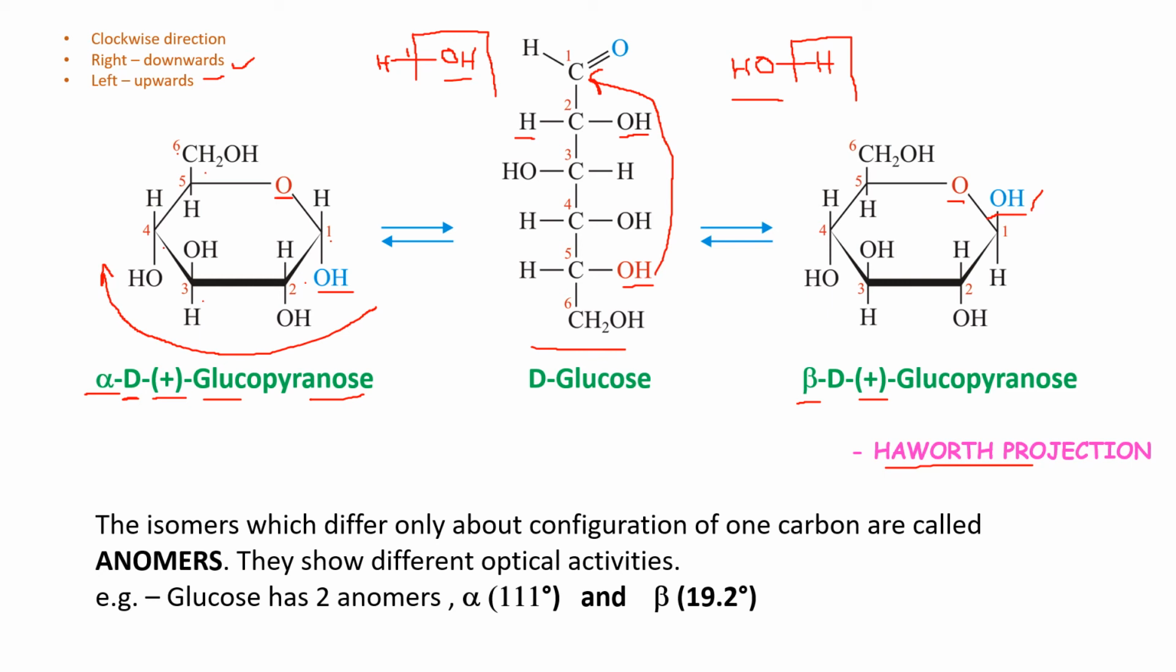Both of these structures are similar, but their configuration about carbon 1 is different. So the isomers which differ only in configuration at one carbon are called anomers. So both of these are anomers. And what does that mean? It means that they show different optical activities because they differ only at one carbon. Hence glucose has two anomers: the first is the alpha form and the second is the beta form.